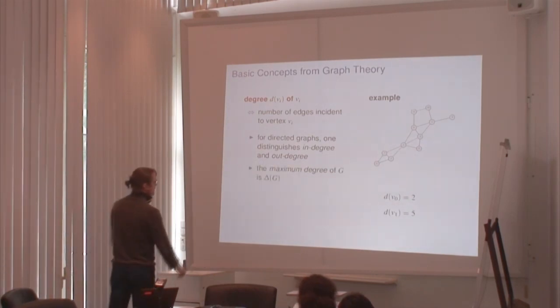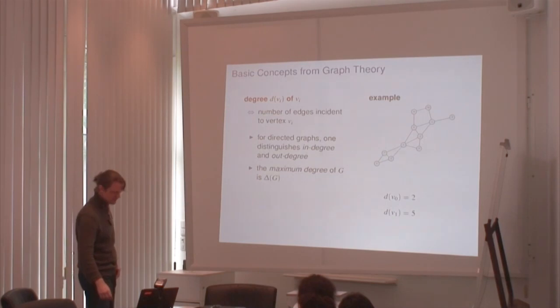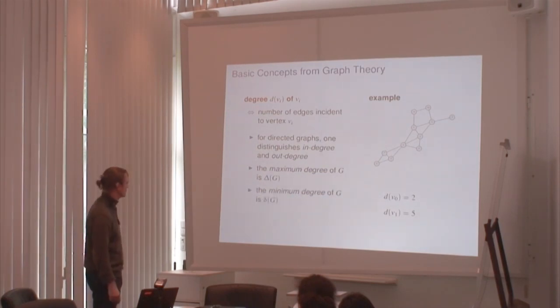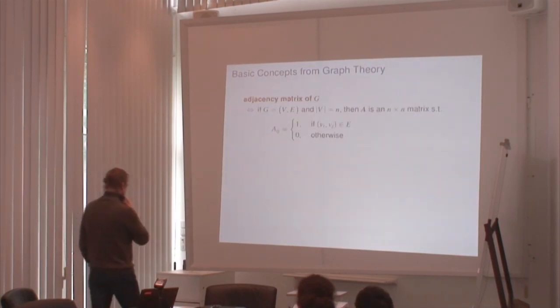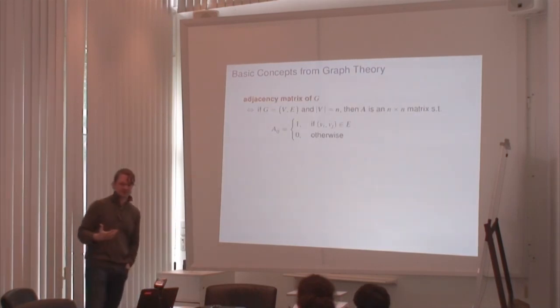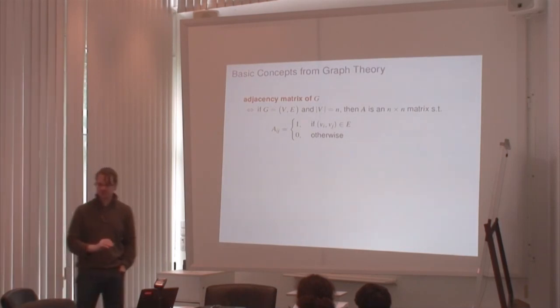Yeah, sometimes the maximum degree is called capital delta of G and the minimum lowercase delta. We don't really need that right now. And then the adjacency matrix of a graph is something we have already talked about.